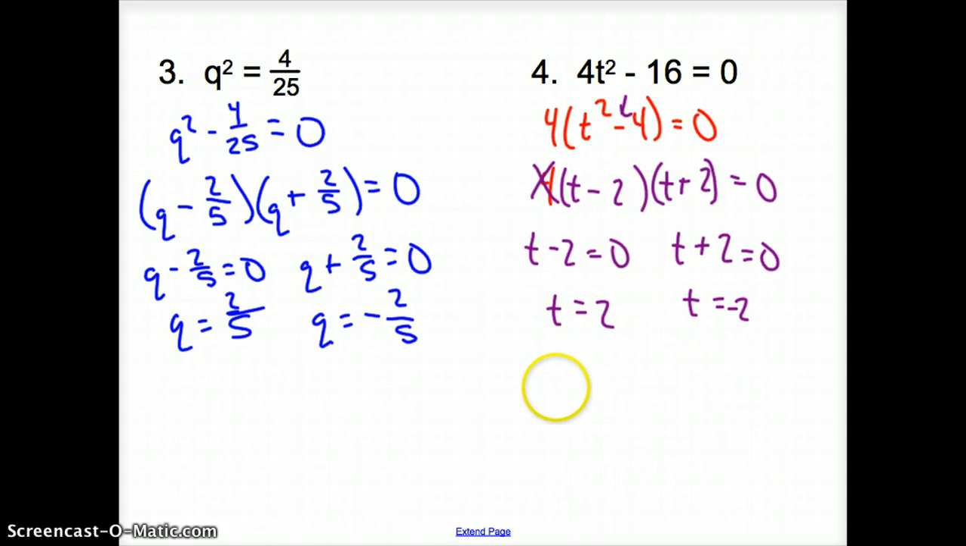And that does it for section 8.8, differences of squares involving equations.